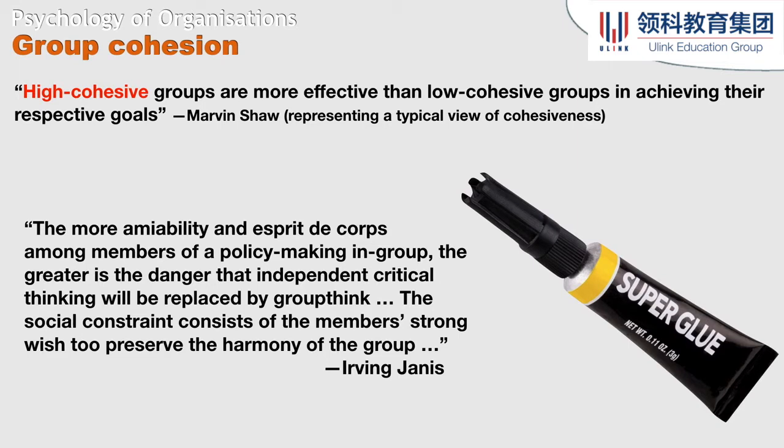The more amiability or friendliness and esprit de corps among members of a policy-making in-group, the greater is the danger that independent critical thinking will be replaced by groupthink. The social constraint consists of the members' strong wish to preserve the harmony of the group. Now, most people taking A2 psychology are probably teenagers, and you could probably think about situations in your life where you've made stupider decisions in large groups than when you're on your own. Of course, the thing that comes to mind might be peer pressure, or maybe taking some pill that you're not sure quite what's in it. So you don't want to be the one who rains on people's parade and ruins their good time.